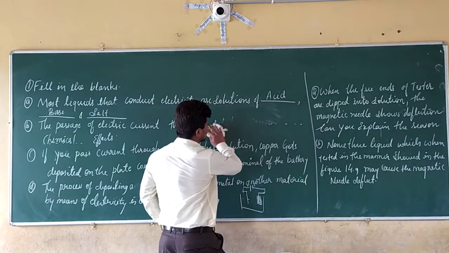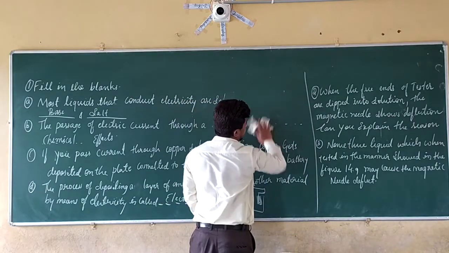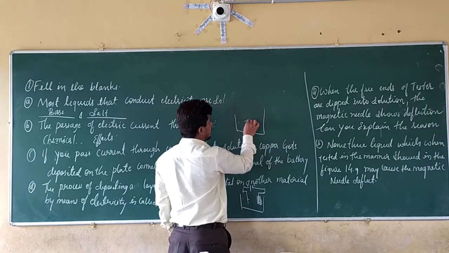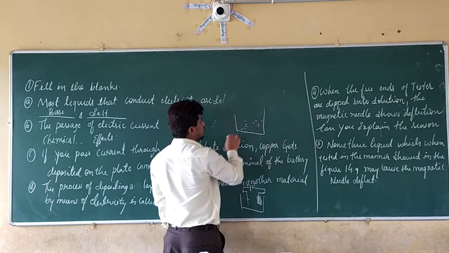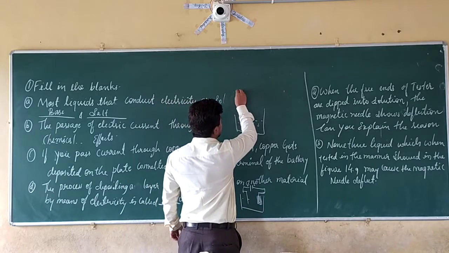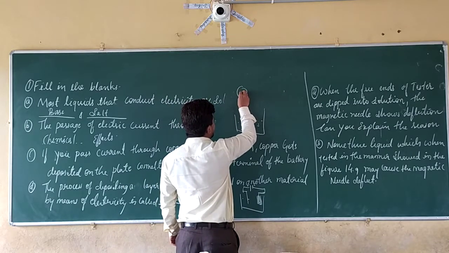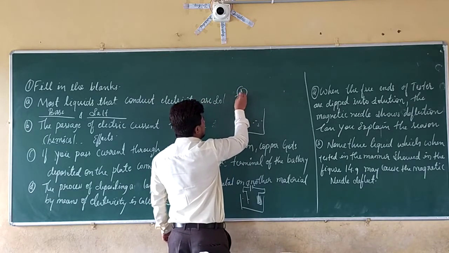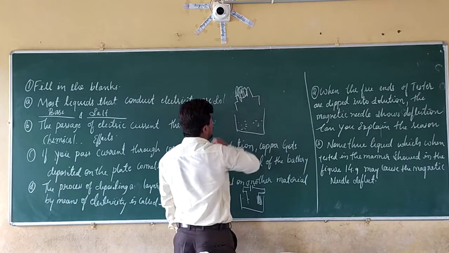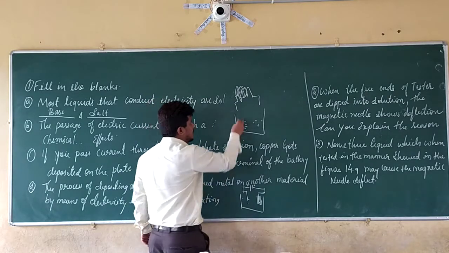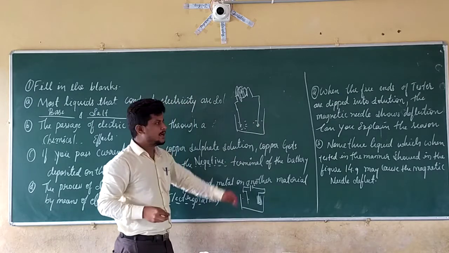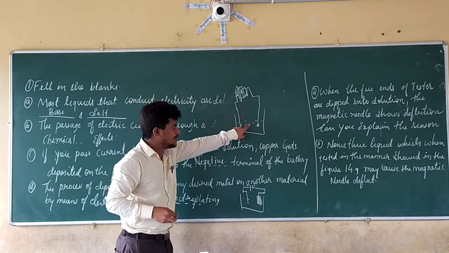If we take a container here, in that container we have a solution, and the free ends of a tester. That tester is nothing but a magnetic tester, which has a needle and is insulated with copper wire, and the free ends of this copper wire are dipped in the solution.